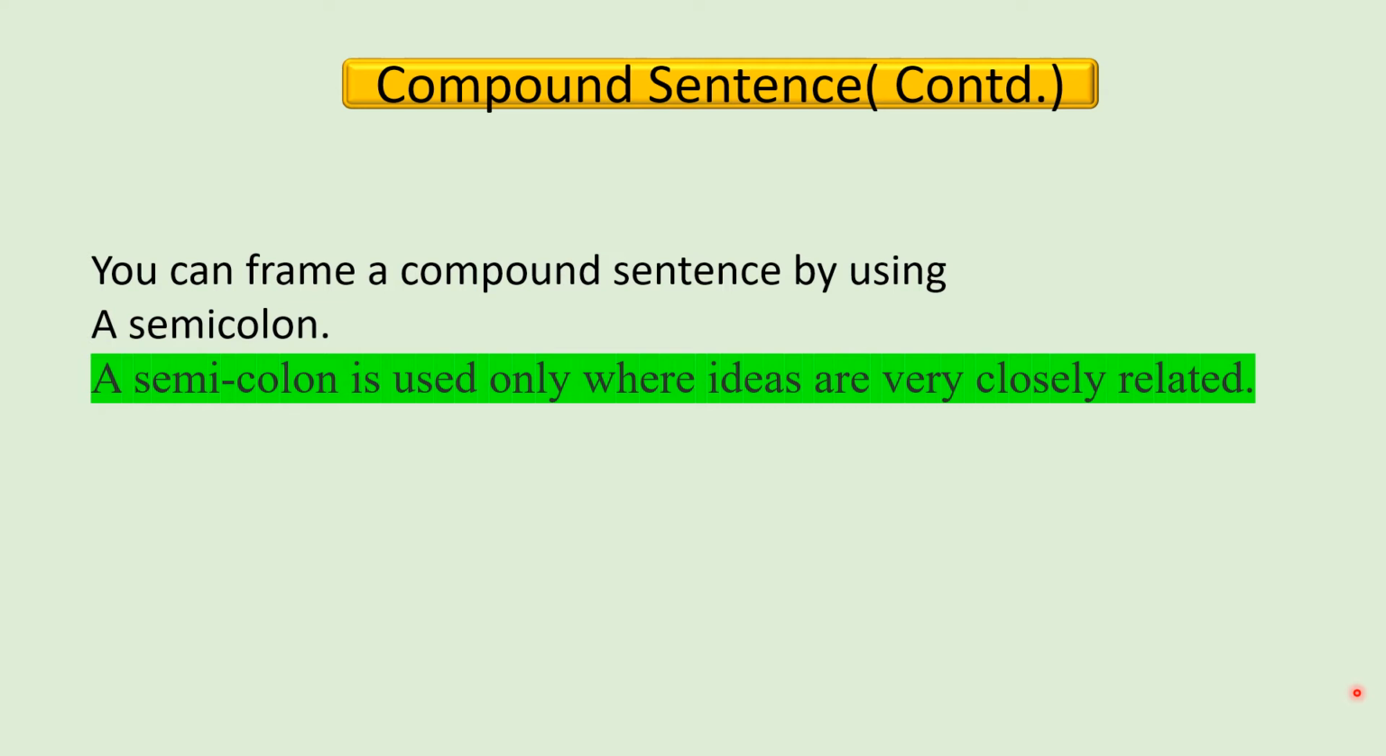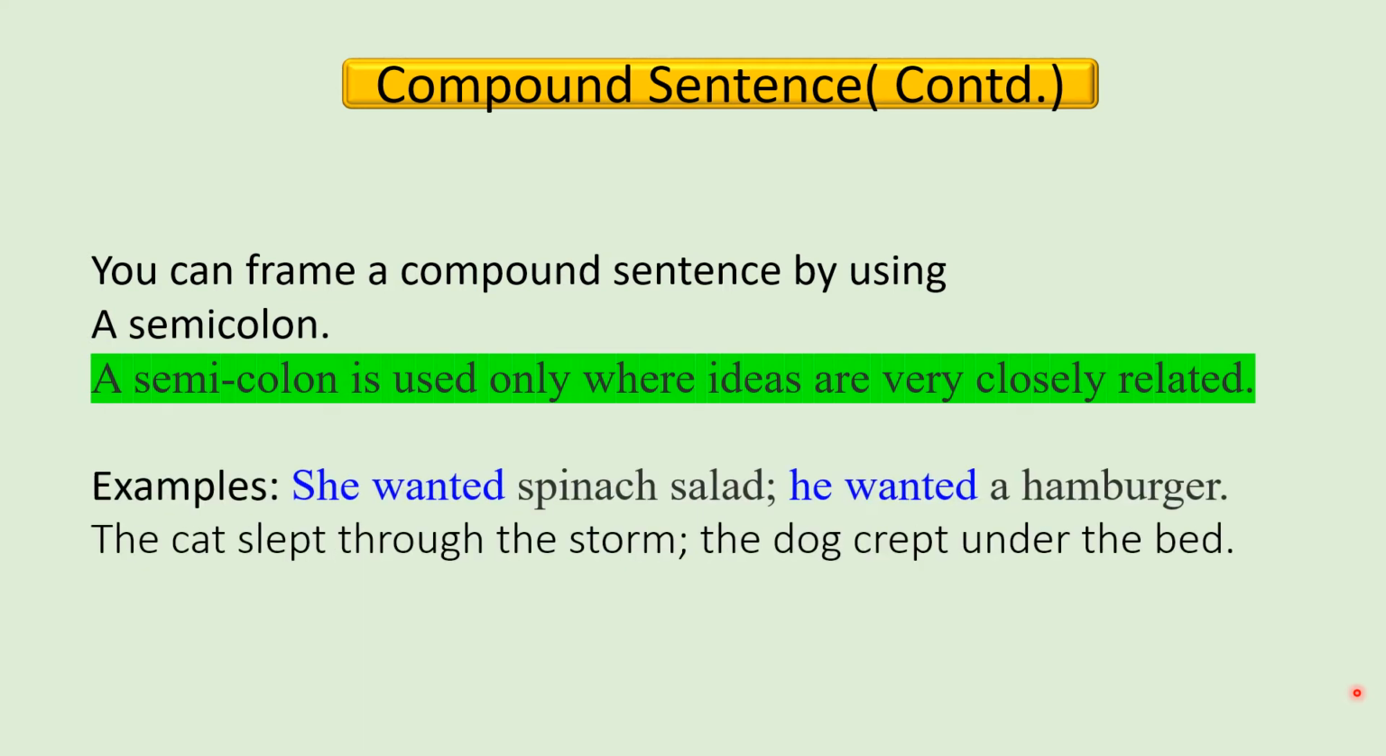When to use a semicolon? Here it is. She wanted spinach salad; he wanted a hamburger. The ideas need to be closely related. That's the rule of a semicolon. So which idea is it? Eating idea. Preference idea. She wanted a spinach salad; he wanted a hamburger.